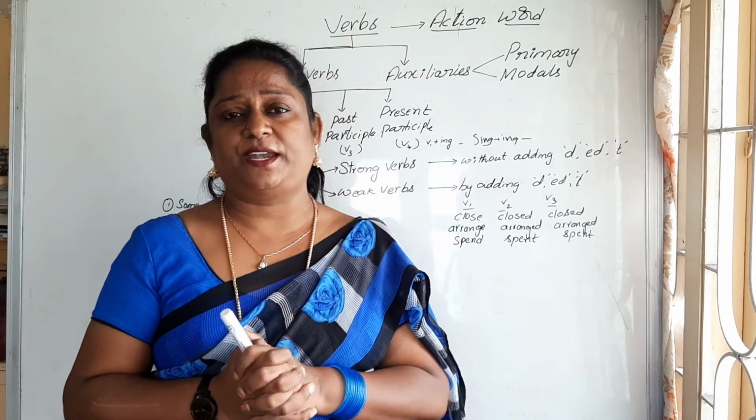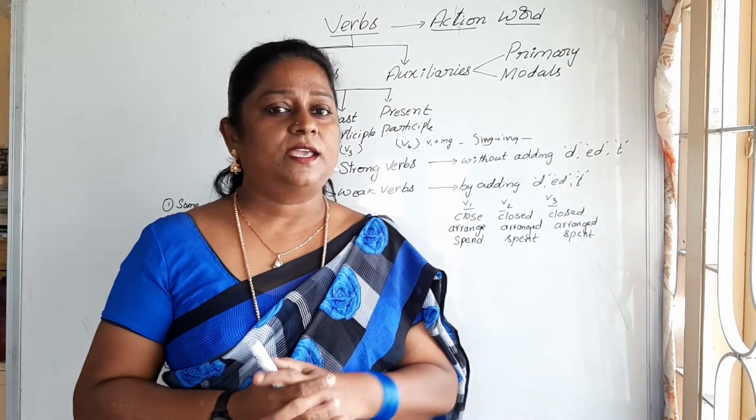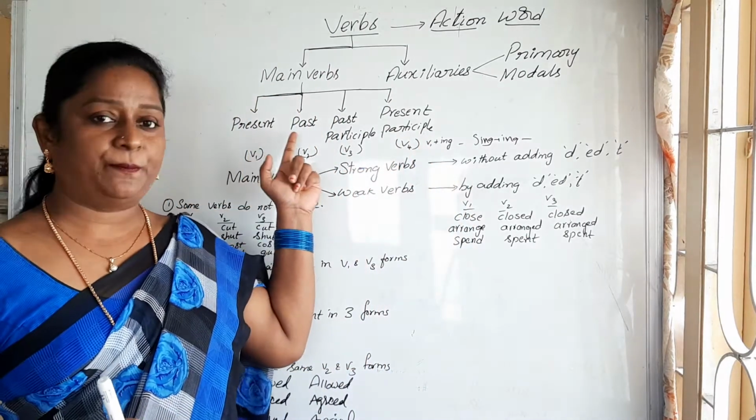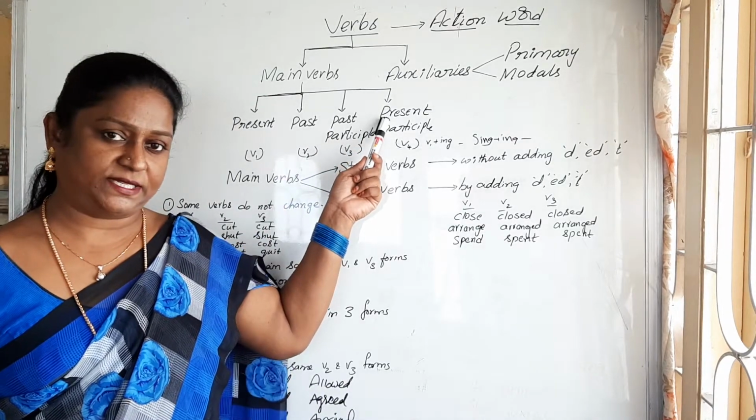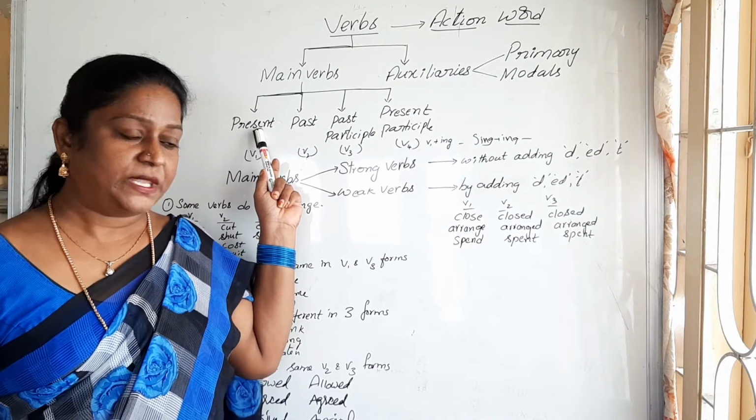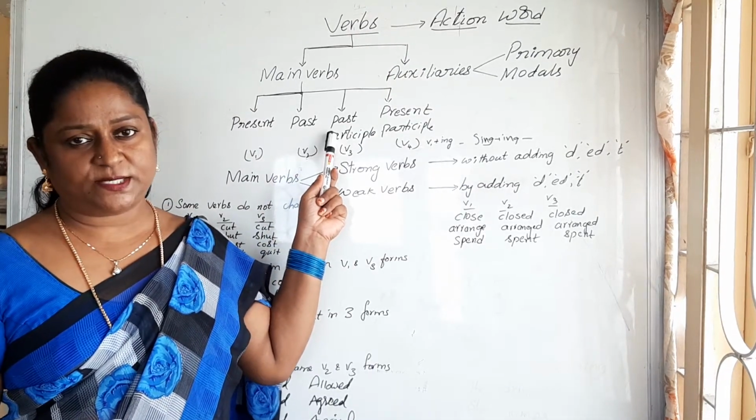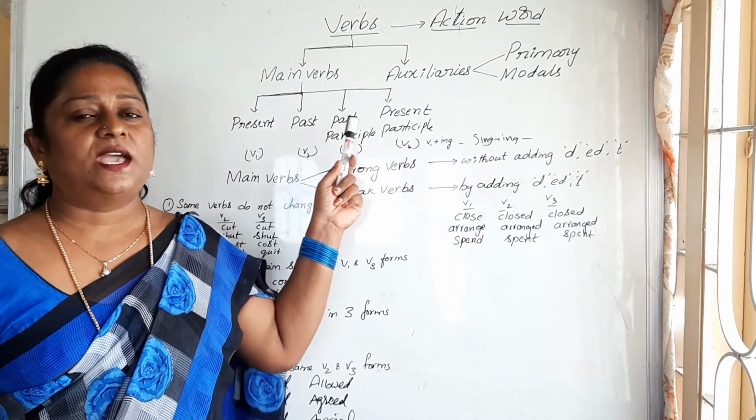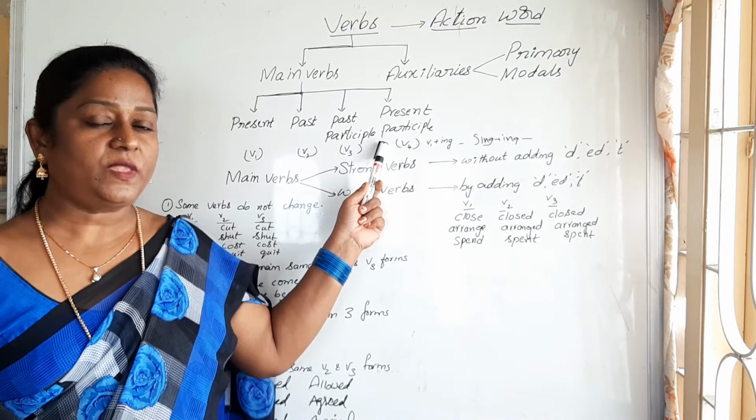Main verbs are divided into four kinds. They are present verb, past, past participle and present participle. So present verb is also called V1 form. Past is also called V2 form. Past participle is called V3 form. And present participle is called V4 form.